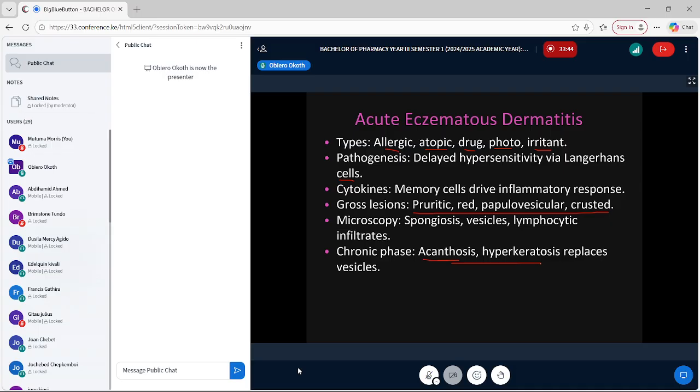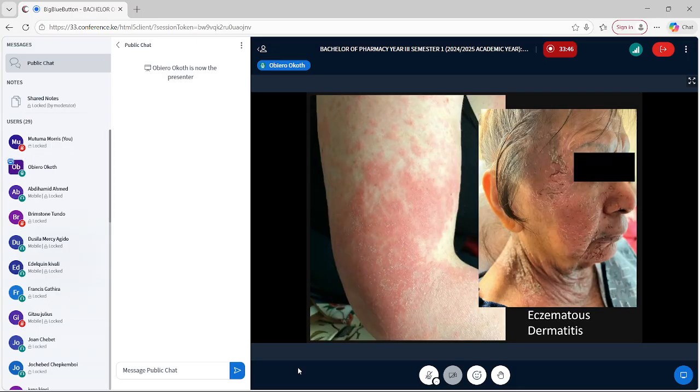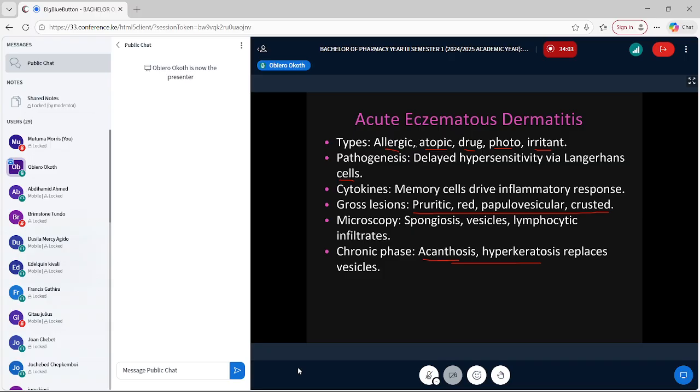Acute eczematous dermatitis. This is the crusting part. But you can see mainly erythematous rashes all over the body. That's why at the beginning I told you some skin lesions look the same. You can see the terms you're using are almost the same terms. Red, papulovesicular, crusted, something like that, because those are how most of the skin lesions will appear.